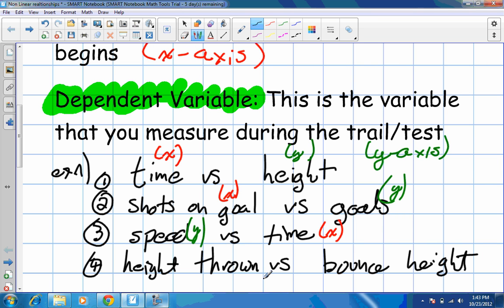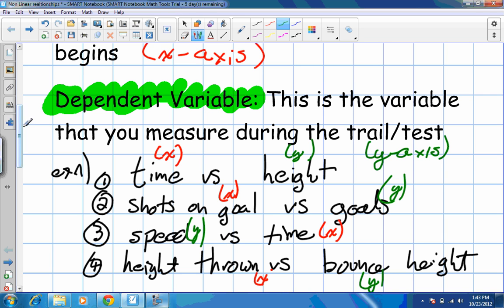Yeah, that's right, right? If I drop it from a building and it's a very bouncy ball, it's probably going to bounce very high. Or if I just drop it from my waist, it won't bounce that high, right? So the height thrown is the independent variable, and our bounce height is our dependent variable, okay? So those are some definitions you need to know when graphing anything. We're talking about independent and dependent variables.